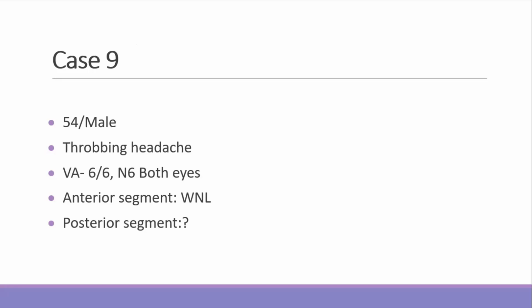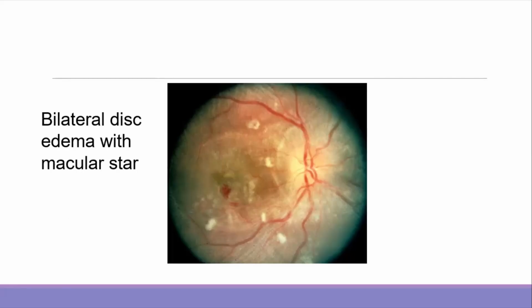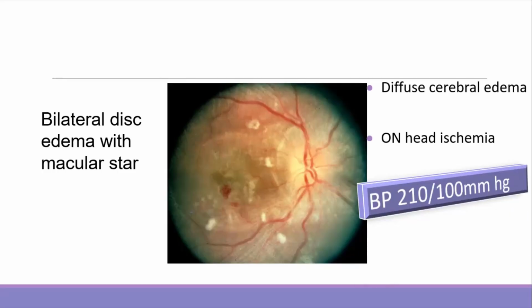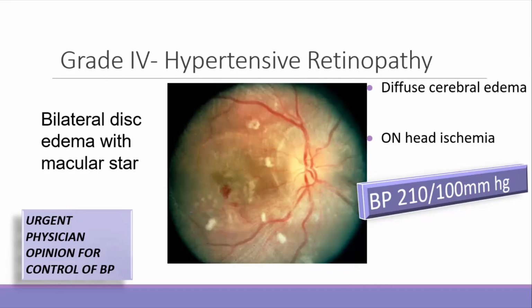Case 9 is that of a 54-year-old male with throbbing headache. Visual acuity was 6/6 in both the eyes. The anterior segment was within normal limits. The posterior segment bilaterally showed disc edema with cotton wool spots and superficial hemorrhages throughout the fundus. This is showing bilateral disc edema with macular star. The BP was 210 by 100 millimeters of mercury. This is grade 4 hypertensive retinopathy. All right. So always remember, in a case of bilateral disc edema, you have to check BP. Absolutely have to check BP.